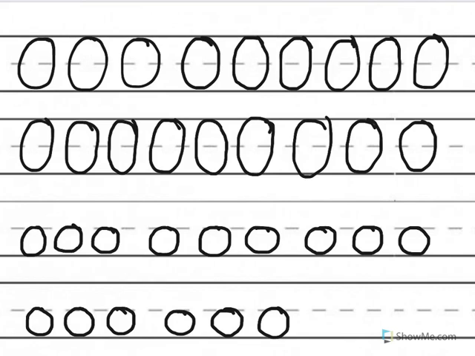Okay, last time. Let's make our last set of lowercase O's. Up and around, all the way around. Little O. Up and around, all the way around. Little O.